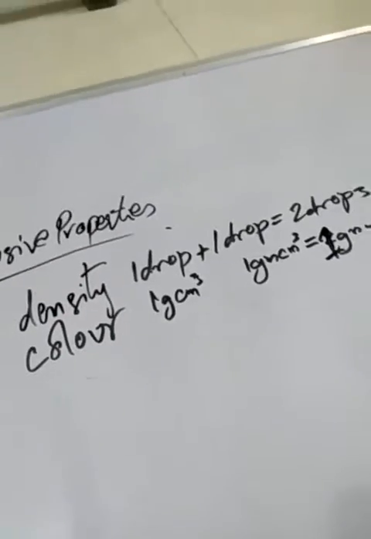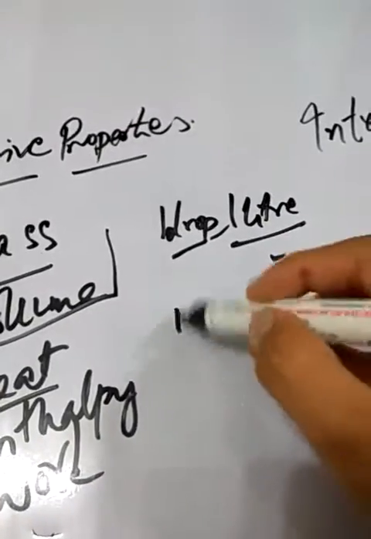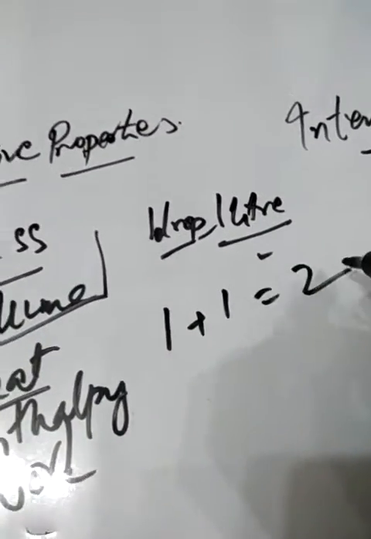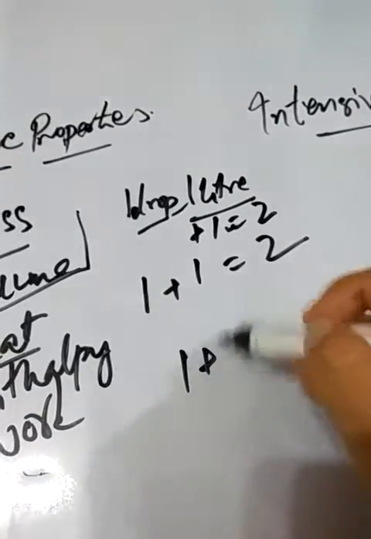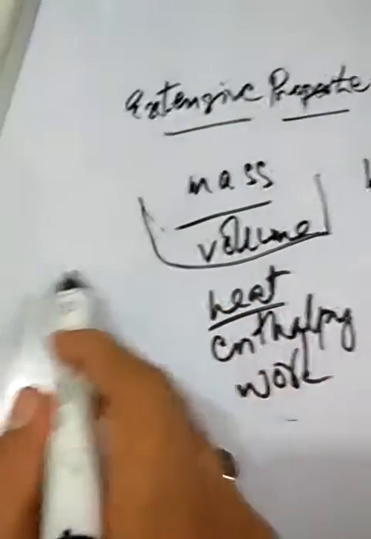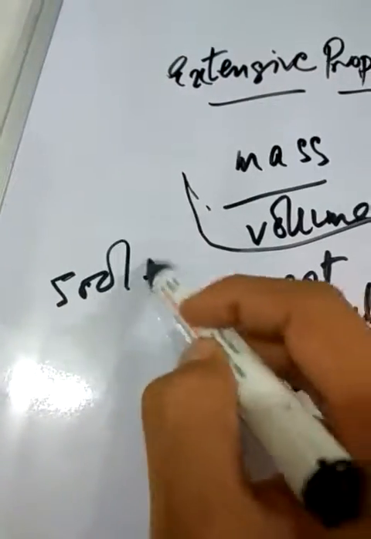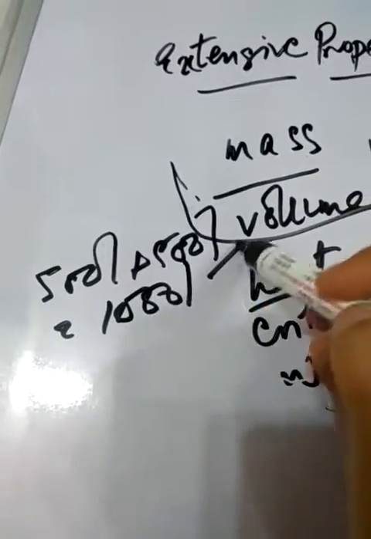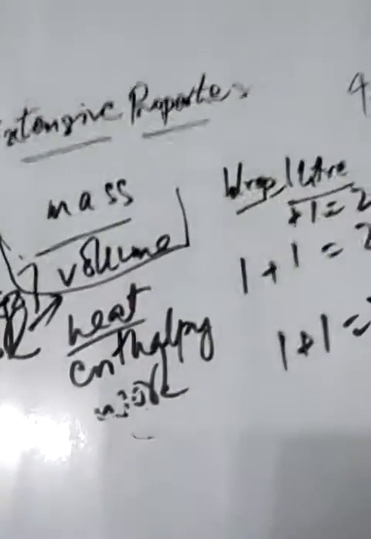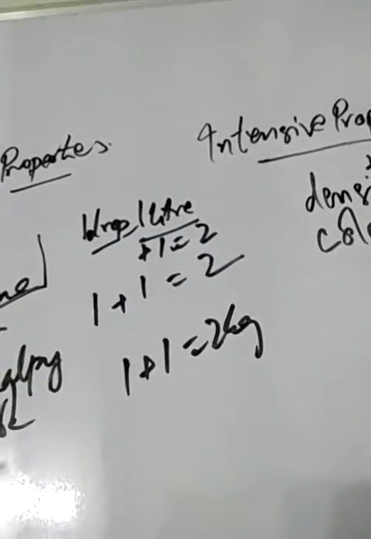The extensive properties are additive. There's 1 drop, 2 drops. 1 liter plus 1 liter, 2 liters. 1 kg plus another kg, 2 kg. These are the additive properties. You add 500 liter plus 500 liter, there is 1000 liters volume. So these are the differences between extensive and intensive properties.